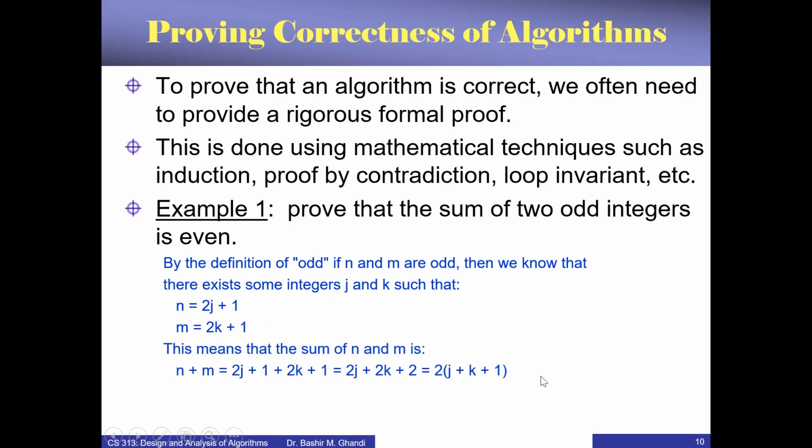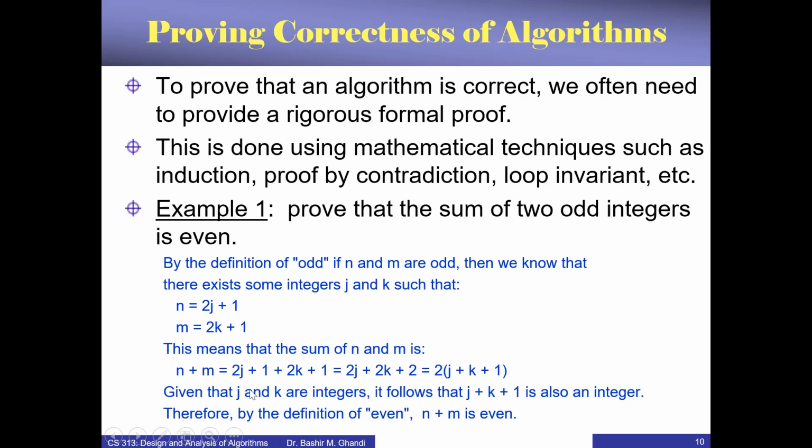Okay. So if we now sum up m and n, n plus m will be 2j plus 2k plus 1 plus 1. Obviously 1 plus 1 is also 2. So we're going to have 2j plus 2k plus 2. And you can see that 2 is common in all of this, so we can factor it out. So 2 into j plus k plus 1.